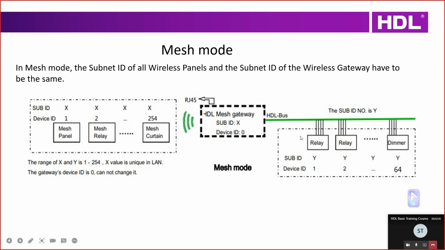For example, I have many relays, dimmers, panels, and so on. And in this system, there is a gateway. And the gateway, no matter what the subnet ID is, the gateway's device ID must be 0. For example, the subnet ID can be 1, and the device ID must be 0, 2, 0, 3, 0, like this.